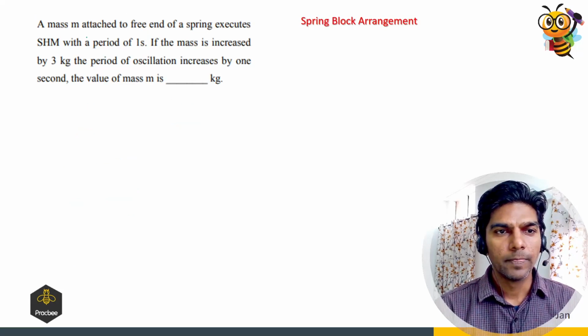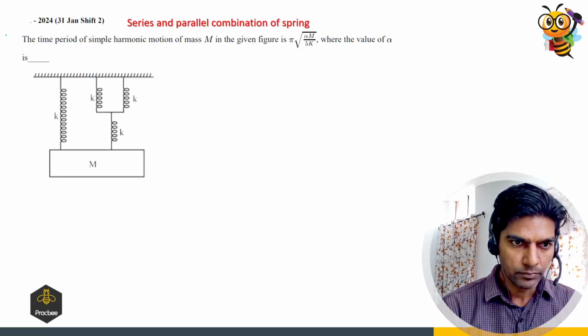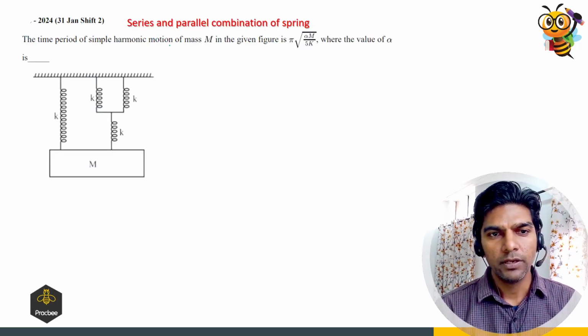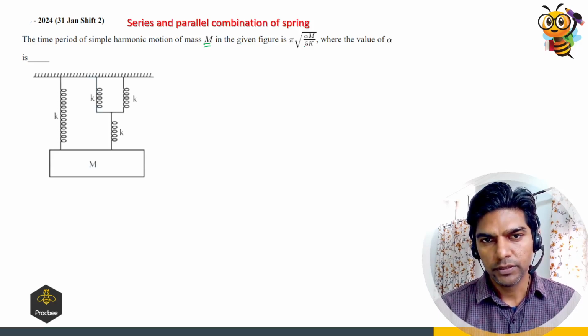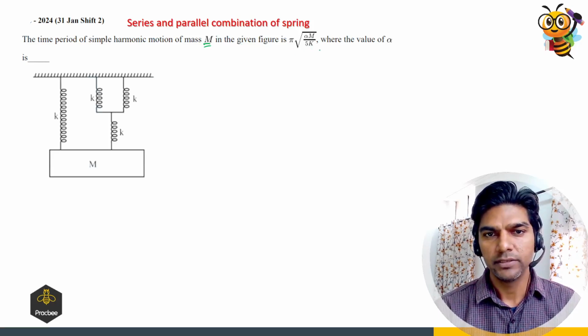A mass m attached to a free end. Oh, it is the same question. Okay, the time period of a simple harmonic motion of mass capital M in the given figure is pi times root of alpha m by 5k. So that is the time period, where we have to find the value of alpha.